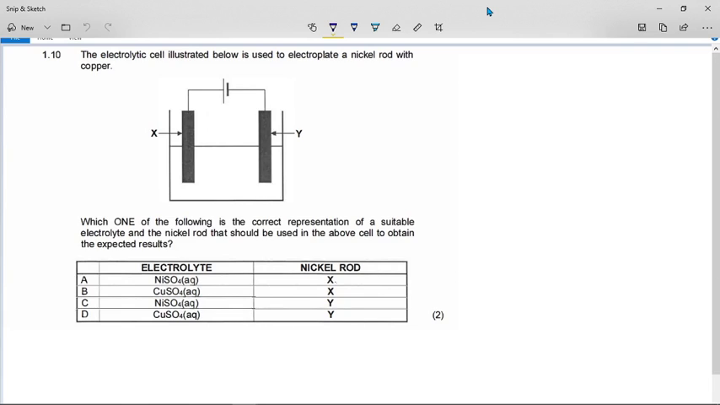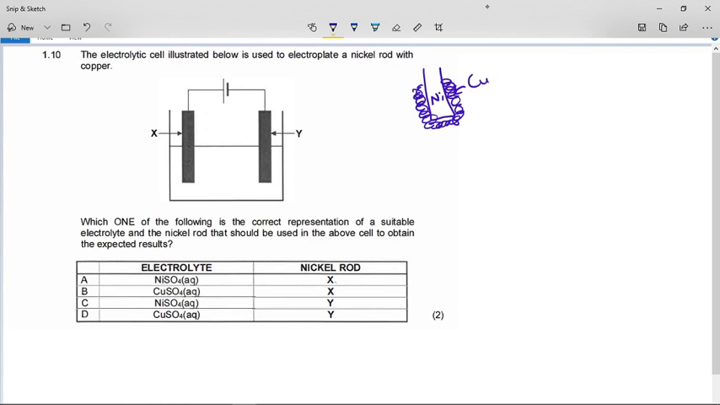It says the electrolytic cell illustrated below is used to electroplate a nickel rod with copper. So what are we doing? We are putting a copper coating onto a nickel rod. So you have one metal that's cheap, and you build another metal that's more expensive or prettier on top of it. So we have the nickel core, and we put the copper on top. Which one of the following is the correct representation of a suitable electrolyte and the nickel rod that should be used in the above cell to obtain the expected results?